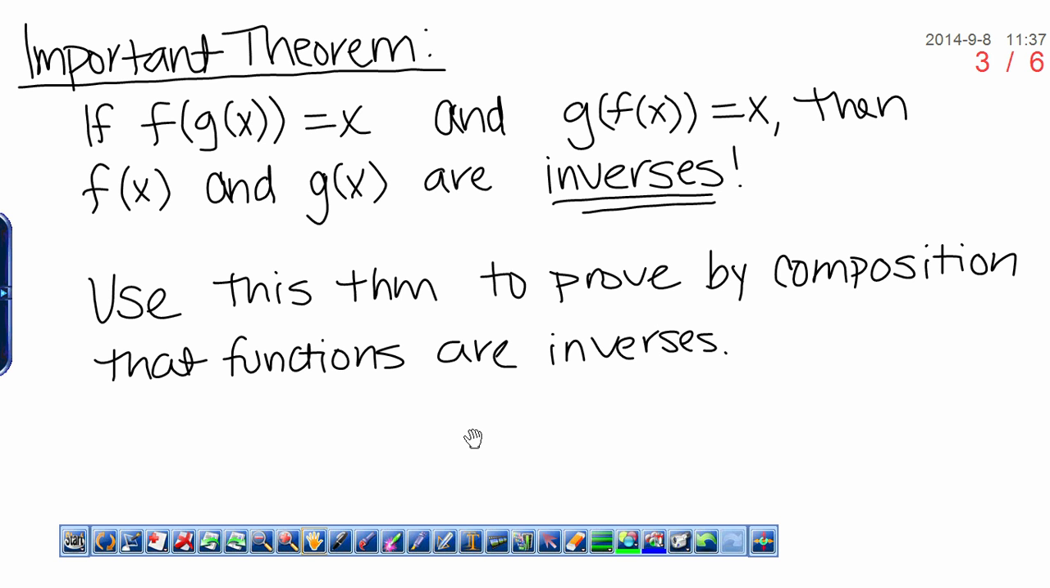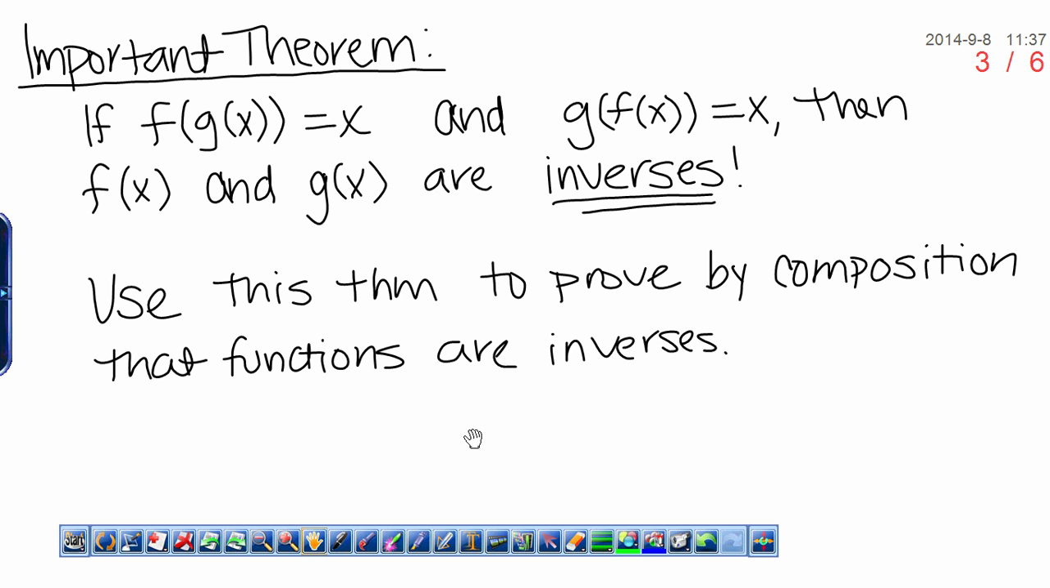This is kind of what I meant when we talked about inverses, that the two functions kind of undo each other. If you compose one and the other, and then do it the other way, they should both simplify to x if they are inverses.